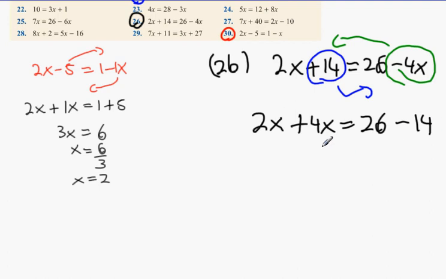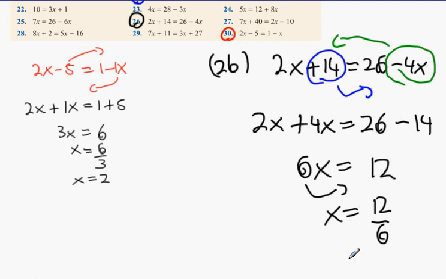Perfect. Yeah, you got it. 2x plus 4x is 6x. 26 minus 14 is 12. If it's multiplied on the left, it's going to be divided on the right. X equals 2. Okay, guys.